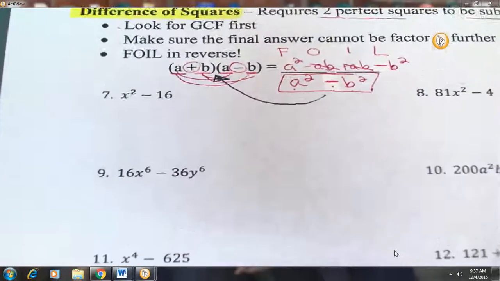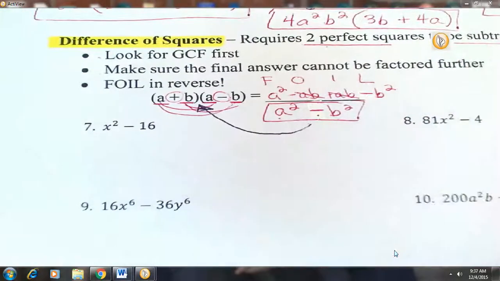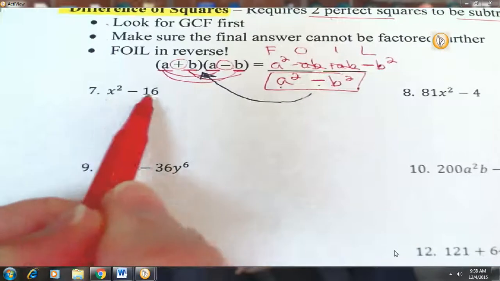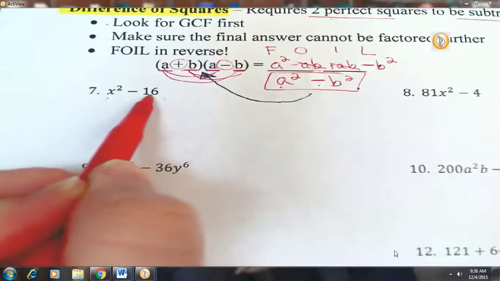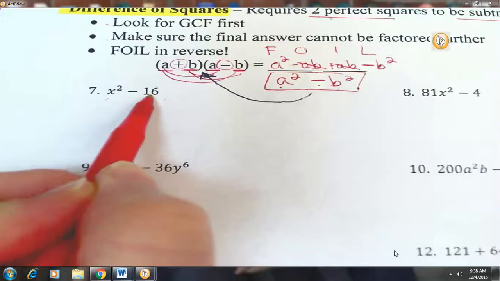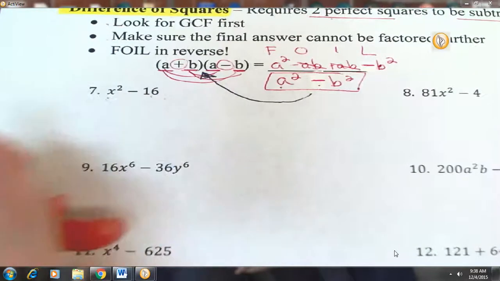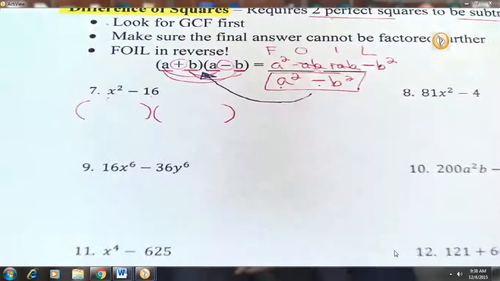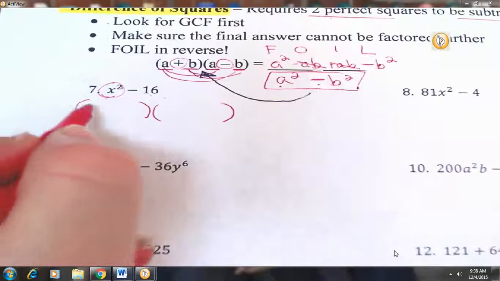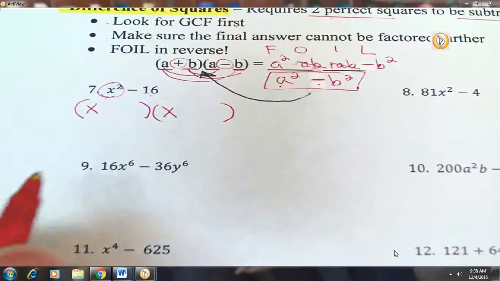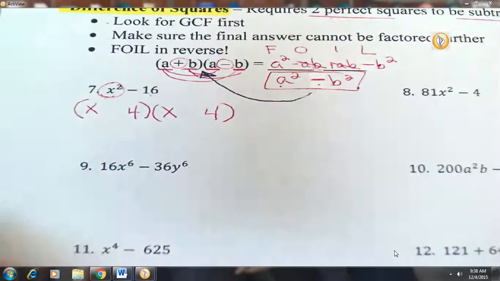Do I have what I need? Do I have 2 perfect squares that are subtracting? Yes, I have x squared and I have 16. 16 is a perfect square. Square root of 16 is 4. Okay, and we are subtracting. So let's go ahead and set up our difference of squares. I'm going to have 2 parentheses side by side, writing it as a product. What is the square root of x squared? And what is the square root of 16? 4. One is plus and one is minus. You could have flip-flopped those as well.